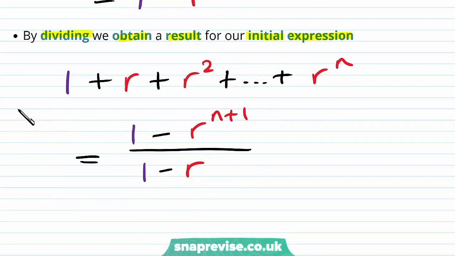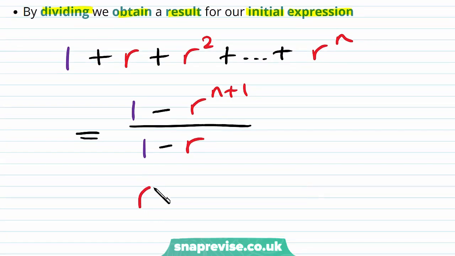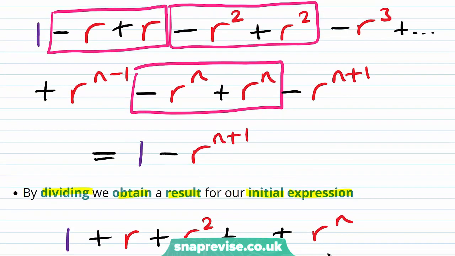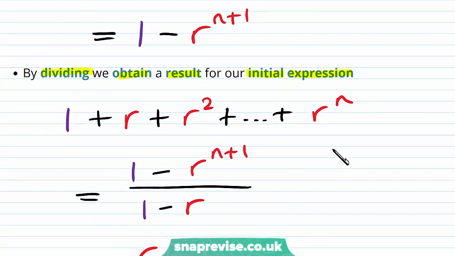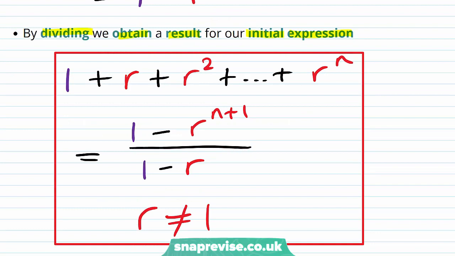Now, out of interest, this result only holds when r is not equal to 1. This is because we divided by 1 minus r, and so clearly that would be dividing by 0, which doesn't allow the result to hold. So just to clarify, this result holds in all situations where r is not equal to 1.